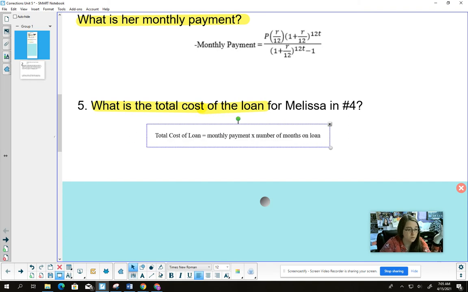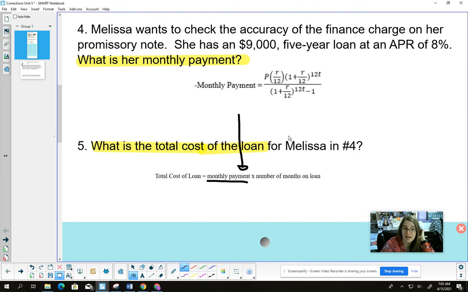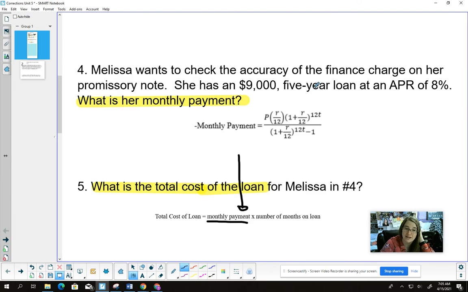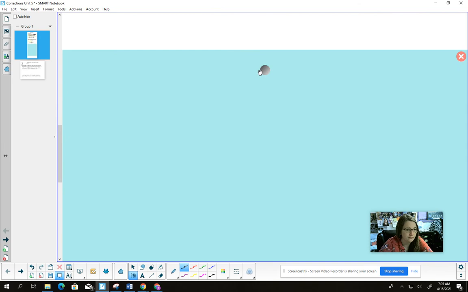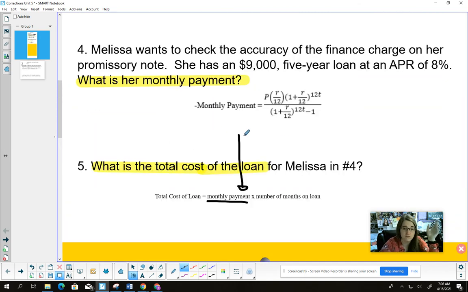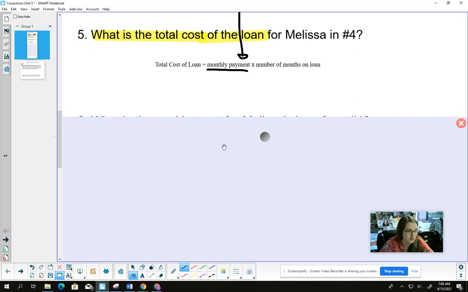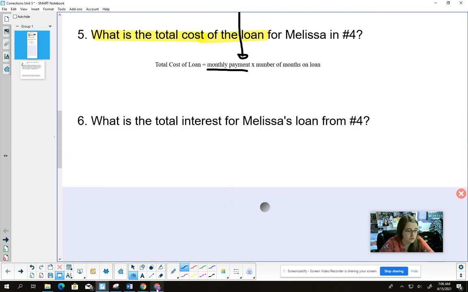The monthly payment, which is the answer from number 4, times the number of months. Once again, this is a monthly payment. It's 5 years, but you need to know how many months that is. So again, if you need to fix that one, fix it, pause the video, and then come back and we'll go on. I keep accidentally clicking this and changing the color. Whatever. Number 6, total interest.